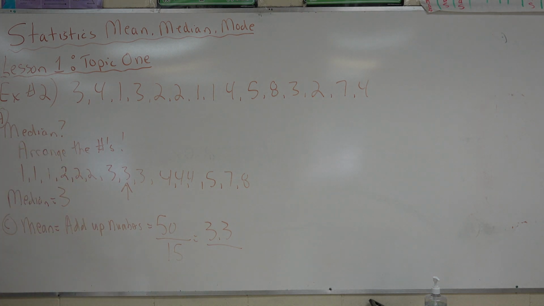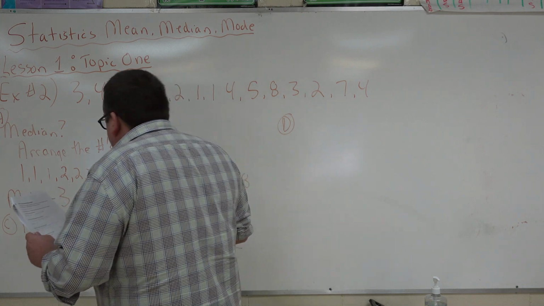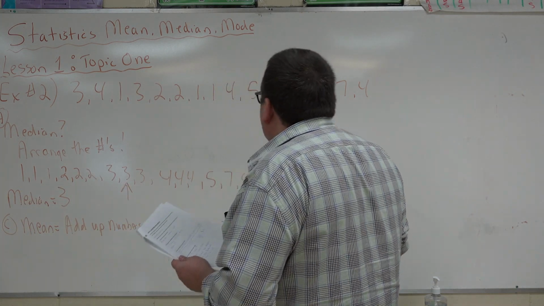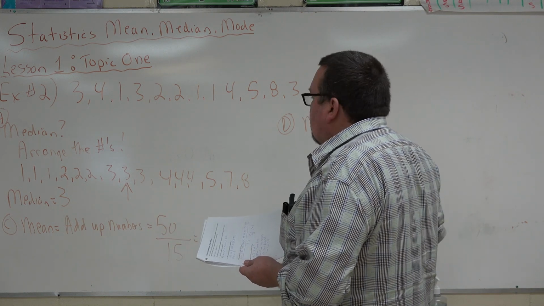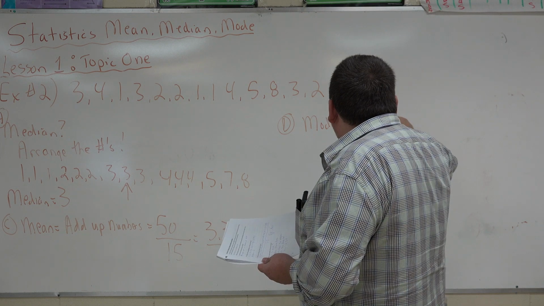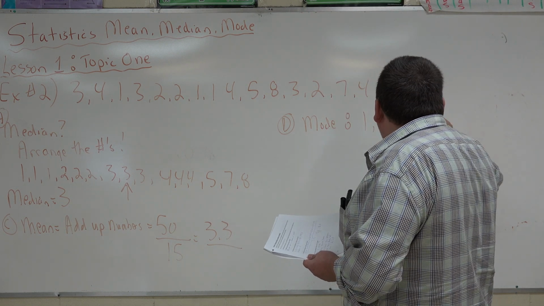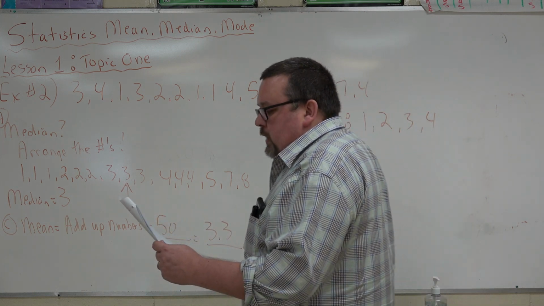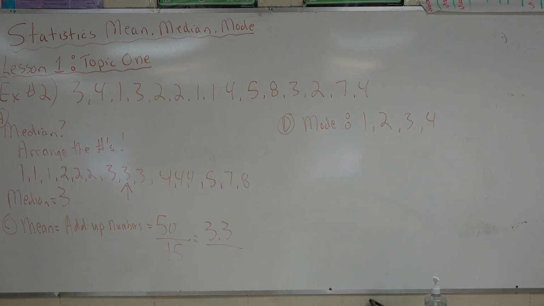What is the mode? This will be D. Mode is what number appears the most. Now you can have more than one mode. In this case, I see 1 appeared 3 times, 2 appeared 3 times, 3 appeared 3 times, and 4 appeared 3 times as well. There are multiples of modes in this data set.